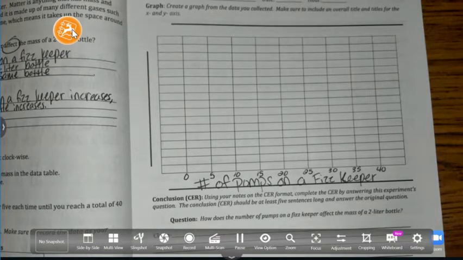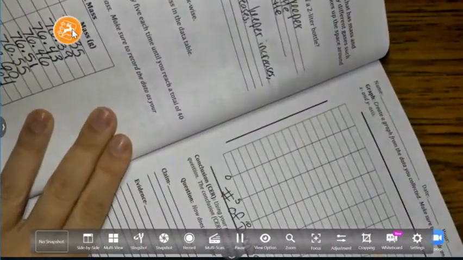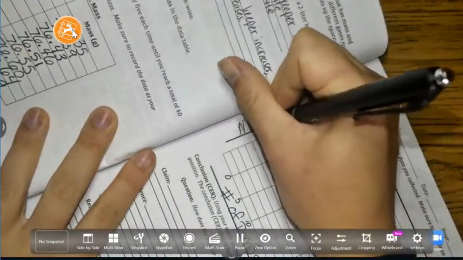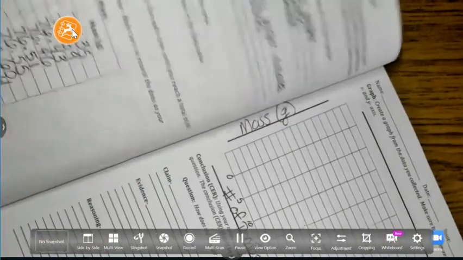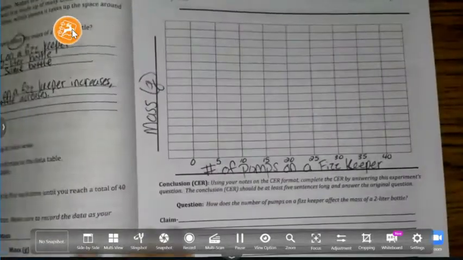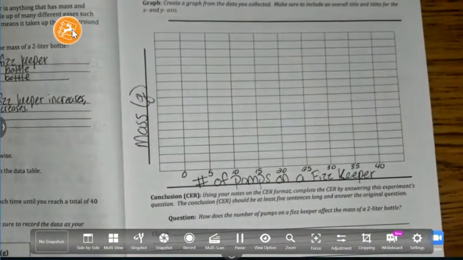And then what's our title for the Y? And do we want to include that little G over there? Yes, we want our units. So yes, we want to put grams in parentheses. Okay, sorry. And then before we get to counting, what should the title of our graph be?